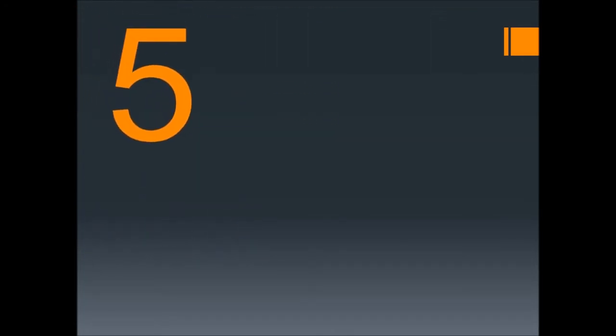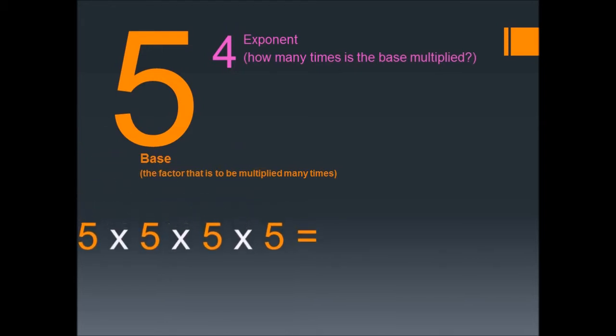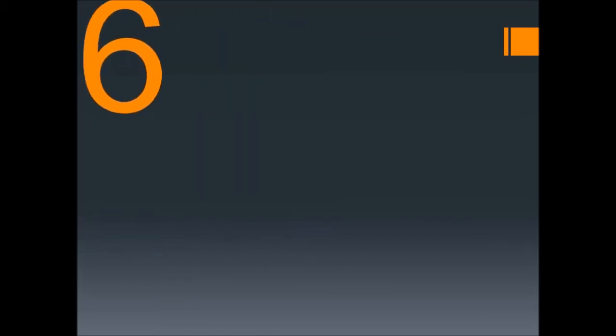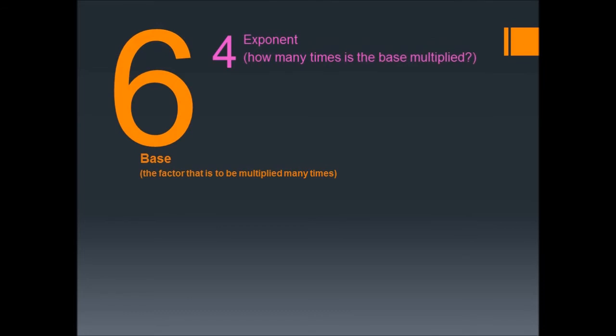Our next example is 5. We have a base of 5. That's what's being multiplied. And we're multiplying it to the 4th power. In expanded form, you would write this 5 times 5 times 5 times 5. In this next example, 6 is our base, and we're multiplying it to the 4th power. 6 is being multiplied 4 times.